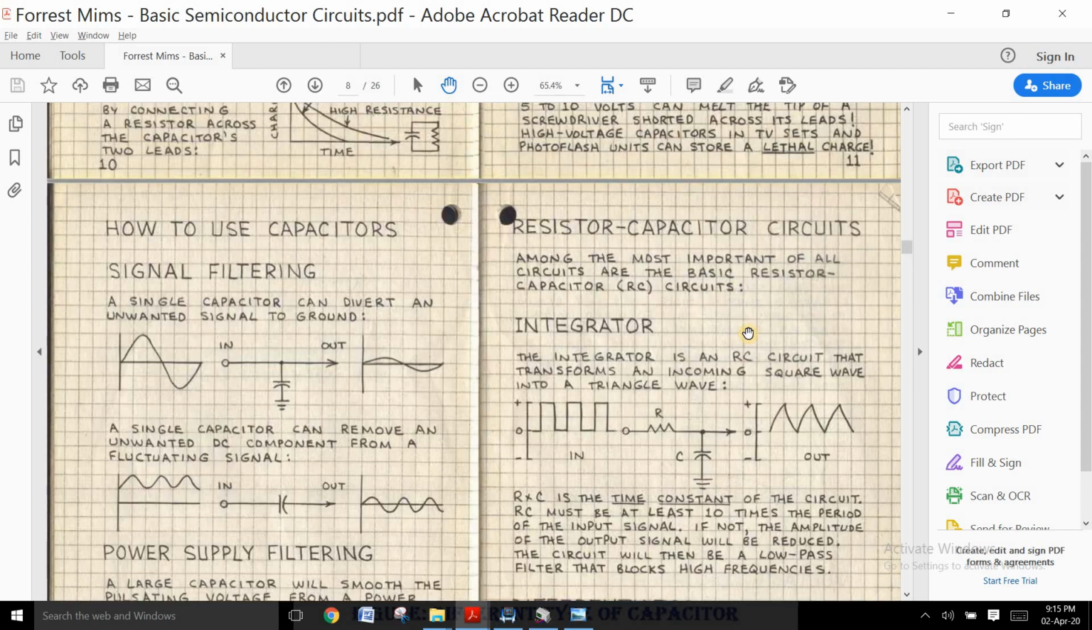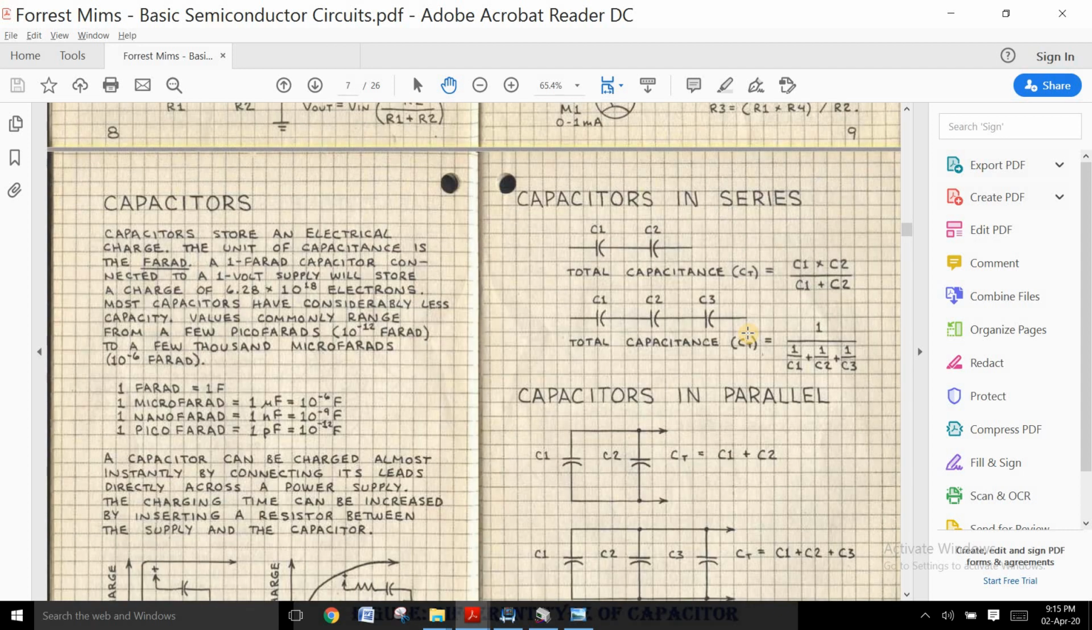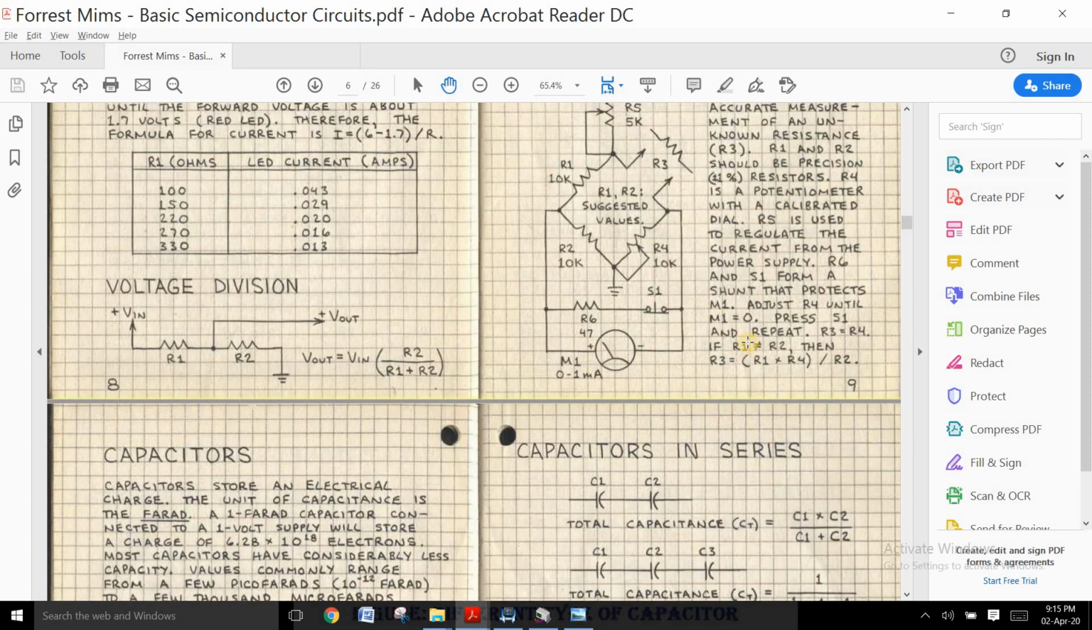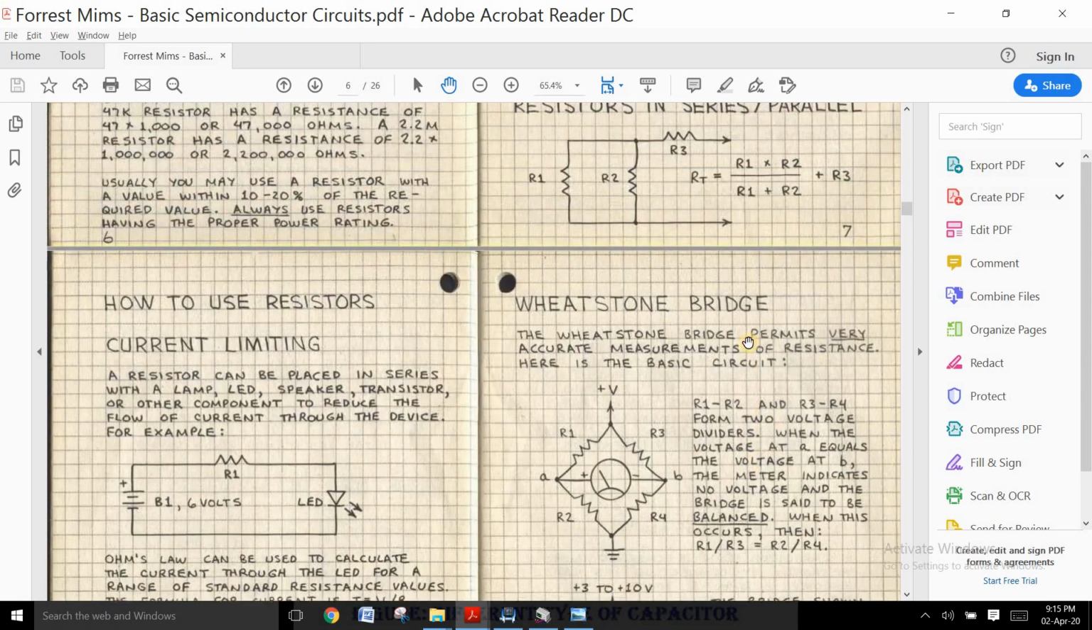And for the capacitor, I will record a short video on it, because we don't really need to go deep on capacitors.